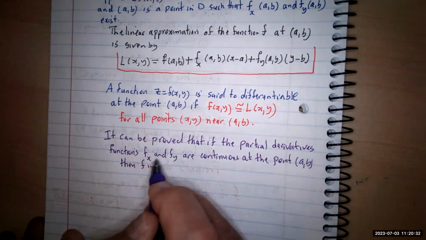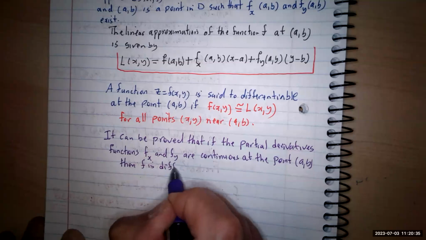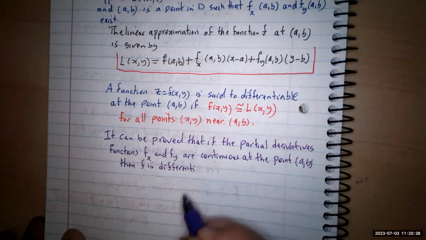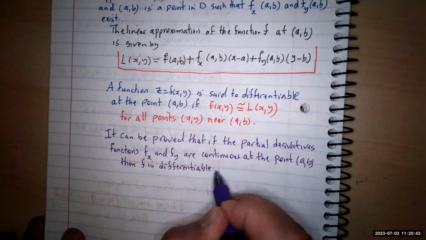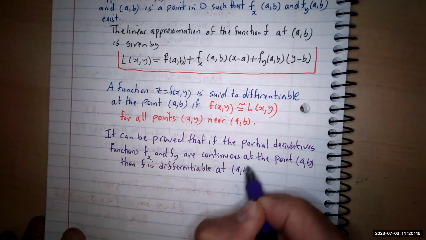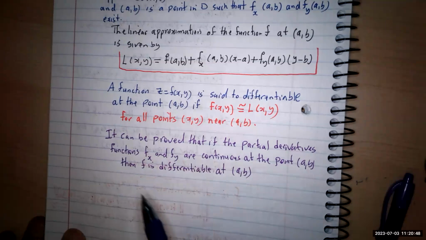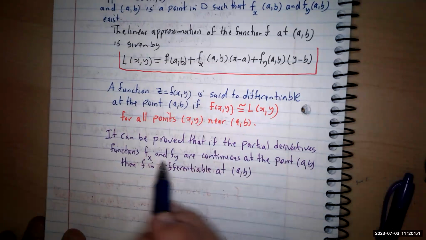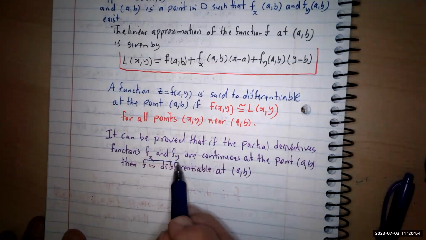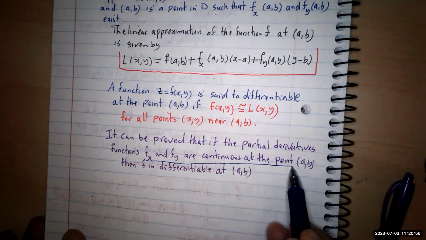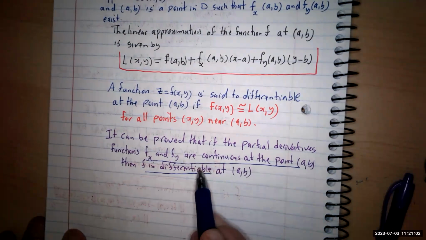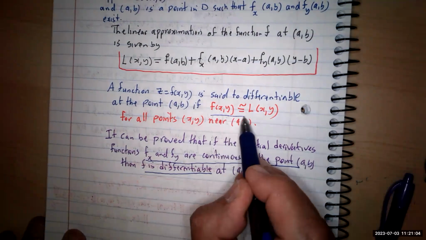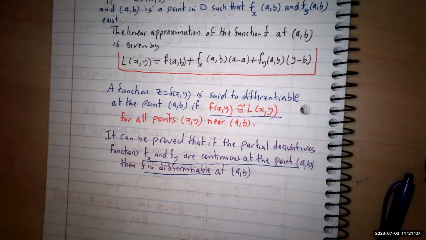Then f is going to be differentiable in the sense of differentiability at (a, b). So this means if you just check the continuity of these functions, then automatically your function is going to be differentiable. And if your function is differentiable, then the function can be estimated by its tangent line.